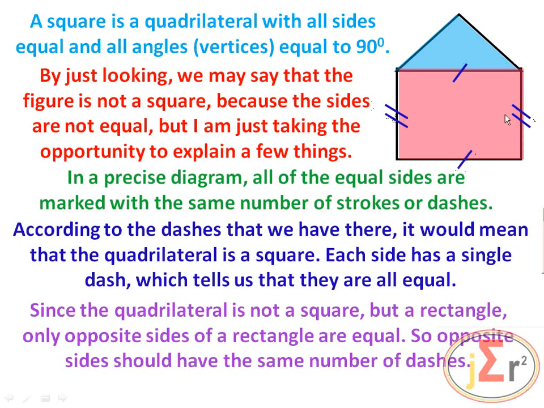But these two sides are equal because each one of them has how many dashes? 2. Right. Each one of these has how many dashes? 1. Are these two sides equal? No. No, because they have different number of dashes. Are these two sides equal? Yes. Right. And what we have here, opposite sides with the same number of dashes, we are sure that it is a rectangle.